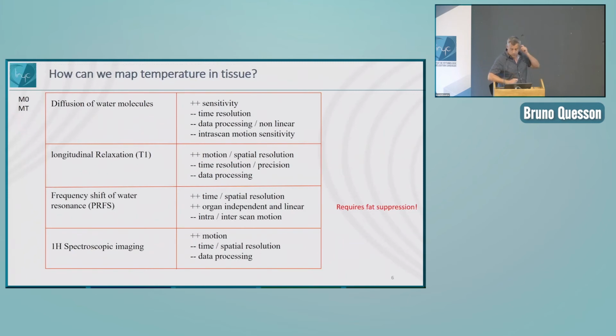Magnetization transfer has been proposed, but it's not used practically. You have also diffusion of protons of water molecules. This has the advantage of being very sensitive, but this requires a lot of measurements to have a very precise estimate of the diffusion coefficient. T1 was originally proposed. This is very interesting, but it also requires several measurements to map the T1 dynamically.